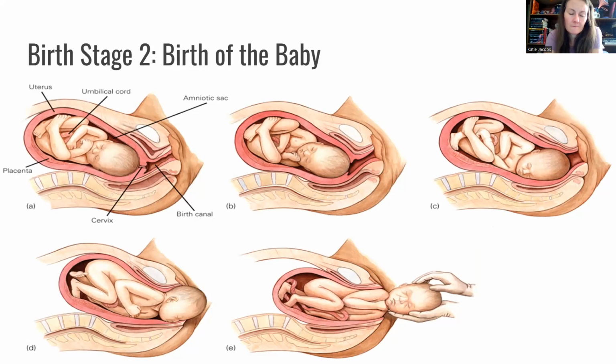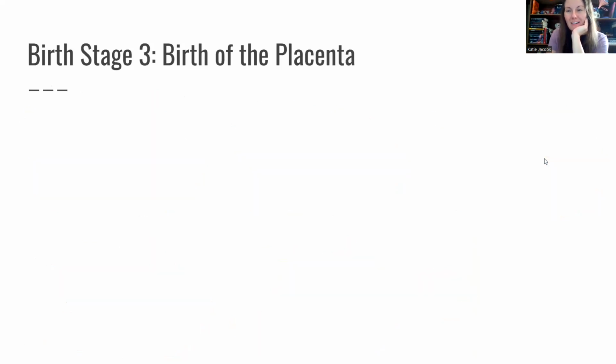And you probably feel like you can't push anymore. If you can get one more push, the baby just slips out, and hopefully the doctor catches the baby, because the head comes out, and then the shoulder just kind of moves really quickly. But we're not quite done yet.